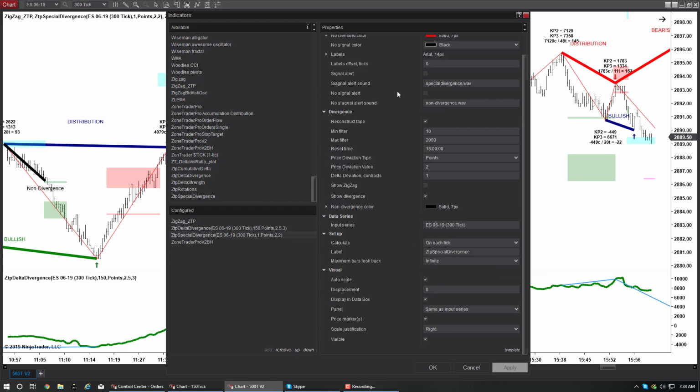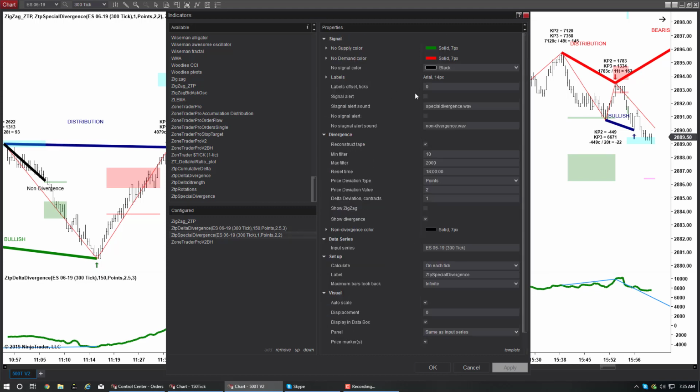For the ZTP special divergence, they're pretty much the same. Again, I've gone and turned off the alert. If you don't have these wave files, you can find them on the blog, and I will put a link down in the description for that. Again, in the divergence, we want to show reconstruct tape. I'm giving it a smaller filter of just 10, again resetting this at 1800, and I'm also giving it a price deviation value of 2 points instead of 2.5.